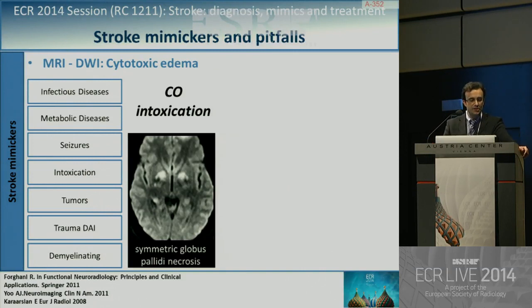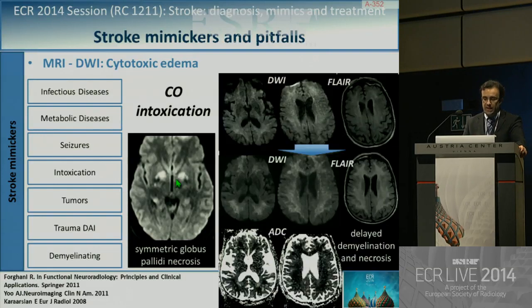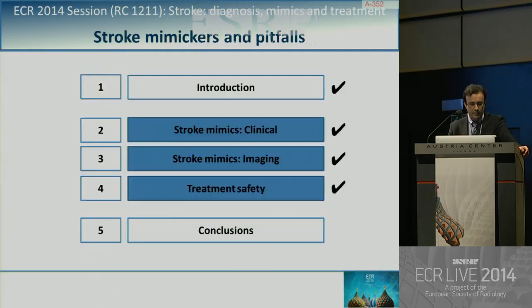CO intoxication, these are the typical images that you get, bilateral pallidal necrosis, but actually you can have delayed lesions on the white matter that also occur with cytotoxic edema. You see on the first image, and then on the second follow-up study, you see the burnout of the white matter is completely destroyed, and you see high signal on diffusion with the corresponding low ADC maps. Other types of intoxication, with heroin, also can give this type of image.